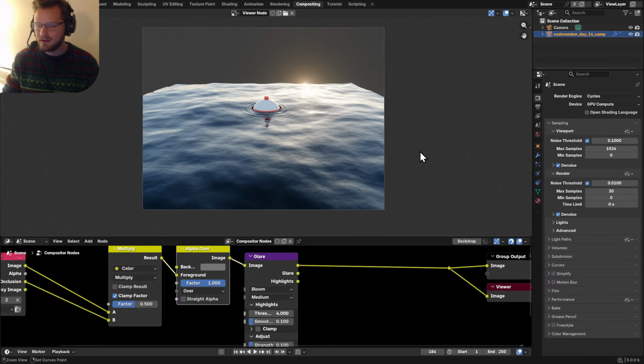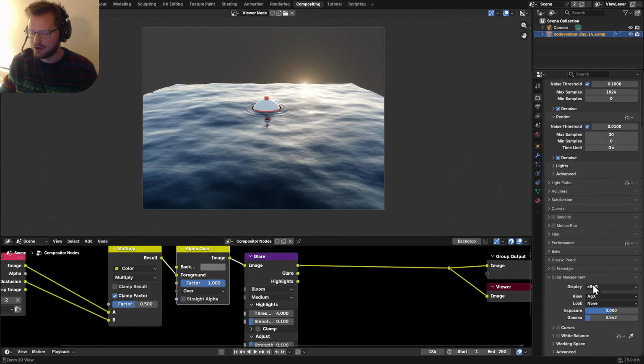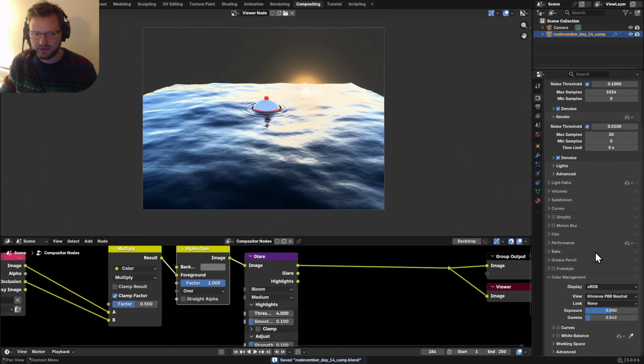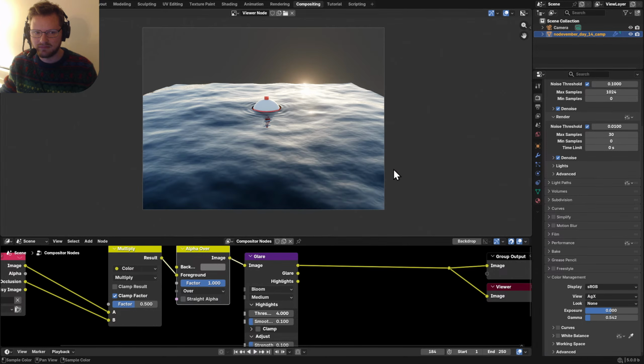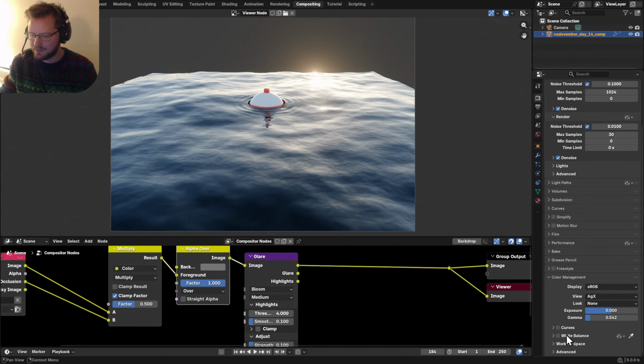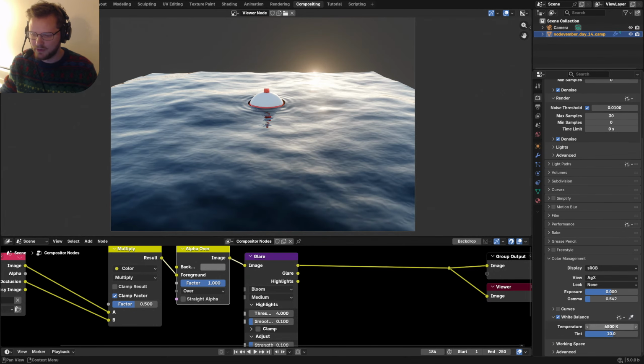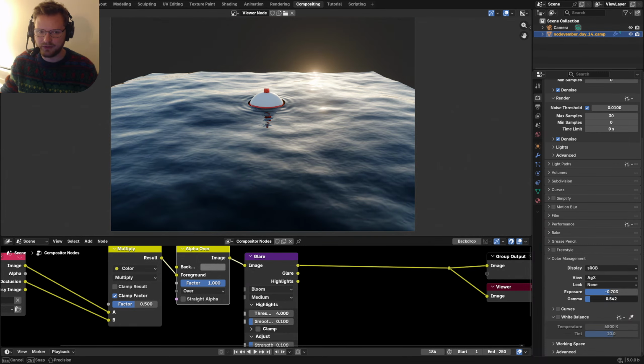Okay. Let's try a bit of color correction. So, Chronos? Nope. Aces? I like AGX better. Okay, so is it a warm or a cold day? So let's try warm. Let's try cold. Neither. Lower exposure.